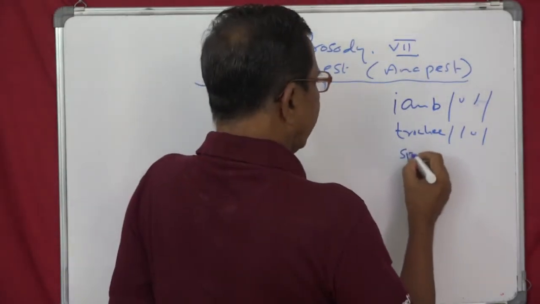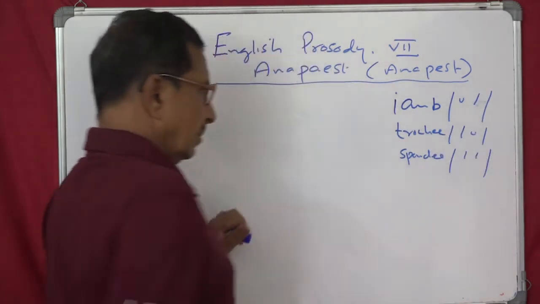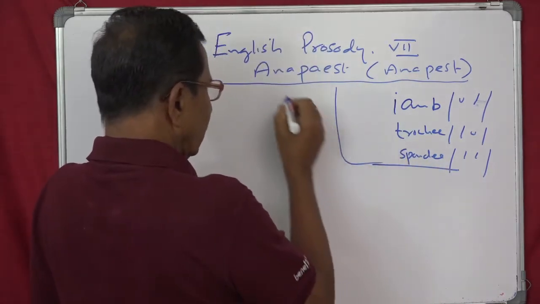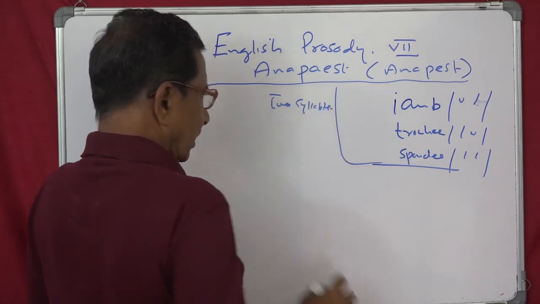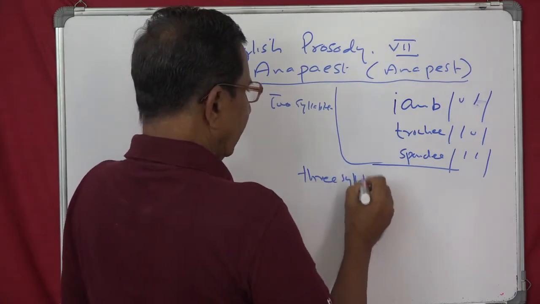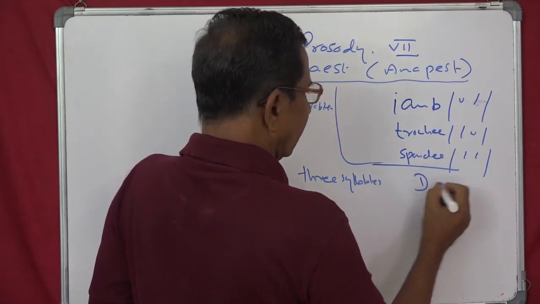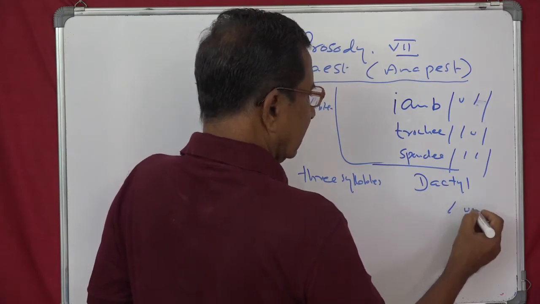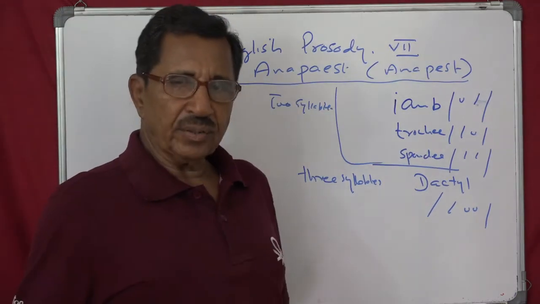And third is spondee. Both syllables are stressed. These are two syllables, two syllables in a foot. Understand? Now we have got three syllables. And you have one we have already seen, that is dactyl. Dactyl is stressed, unstressed, stressed. This is three syllables.